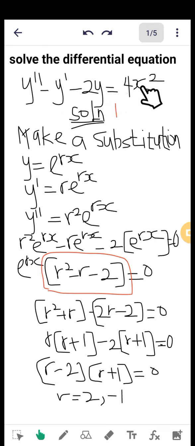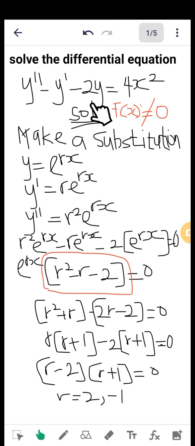But then because it is not homogeneous, we termed this f of x to be not homogeneous, because this f of x is not equal to 0. So if f of x is not equal to 0, then it means our differential equation is a non-homogeneous differential equation. Okay, so in this case you will have two solutions.